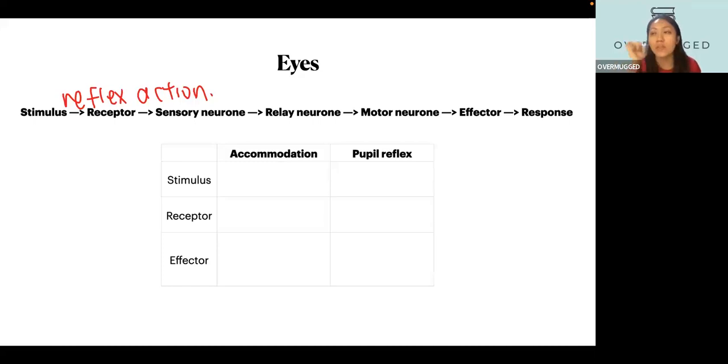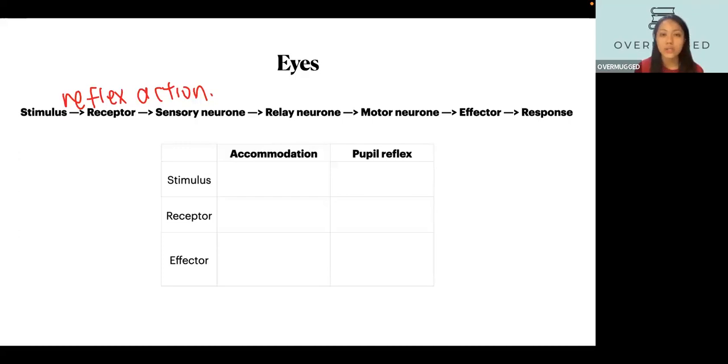If you realize, one of the eyes exercises is basically controlling your focusing of objects, but it is also a reflex action because it naturally happens. So here, it doesn't change. Sensory, relay, motor neuron, we don't change these words. It's always going to be there. But the stimulus, receptor, effector, and response will change depending on the situation.